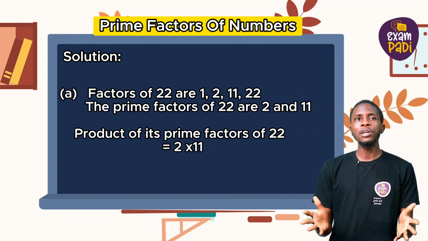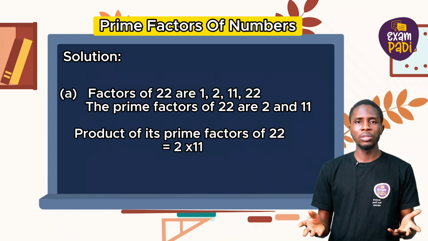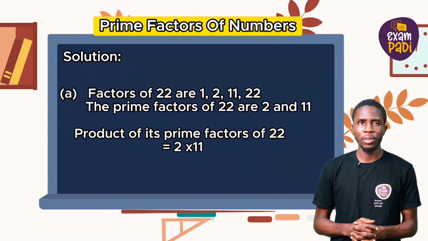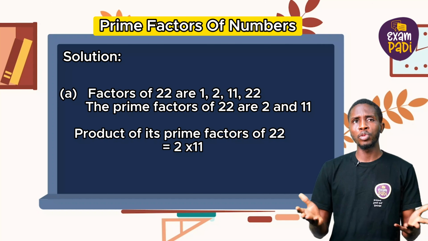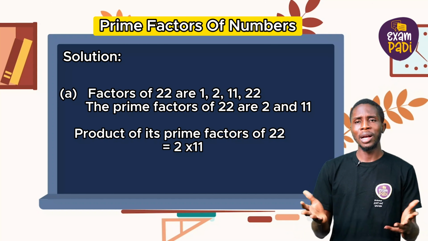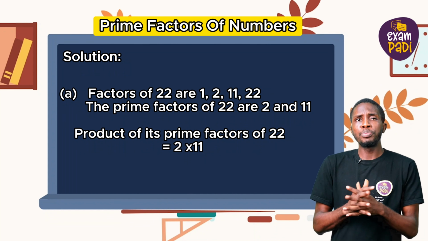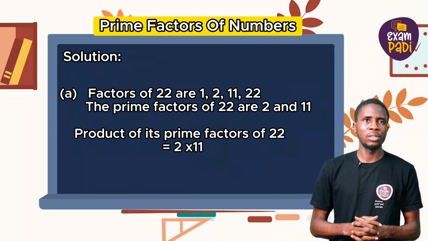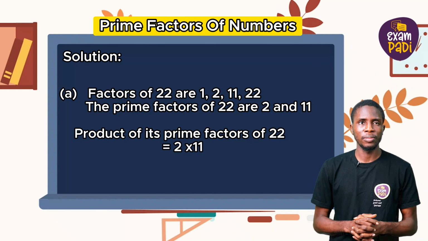Solution. Factors of 22 are 1, 2, 11, and 22. The prime factors of 22 are 2 and 11. Product of its prime factors are 2 multiplied by 11, which will give us 22.